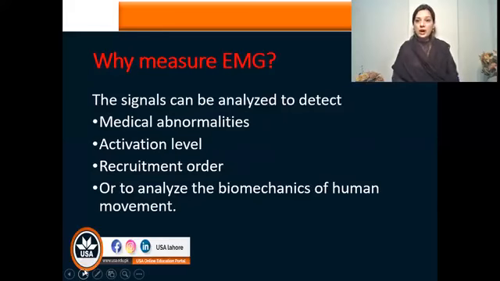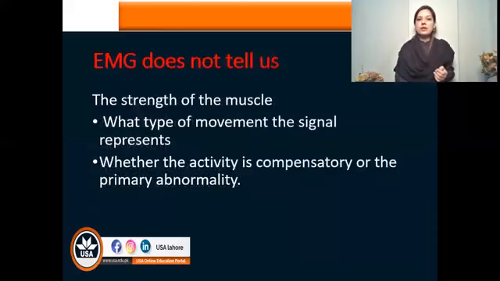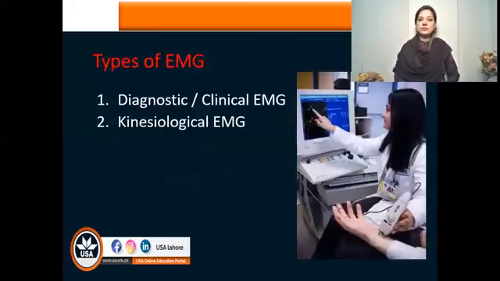Now, what is the need? Why do we measure electromyography? Actually, the signals can be analyzed to detect medical abnormalities, the activation level, the recruitment order, or to analyze the biomechanics of human movement. EMG doesn't tell us the strength of the muscle, what type of movement the signal represents, or whether the activity is compensatory or the primary abnormality. It just gives the picture of how the muscle behaves, in simple terms.